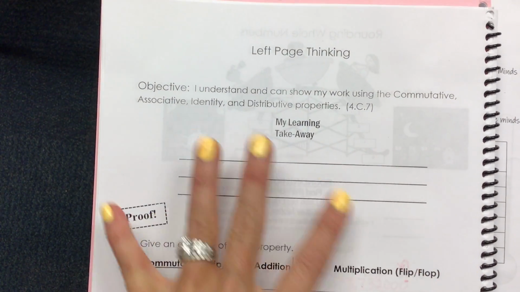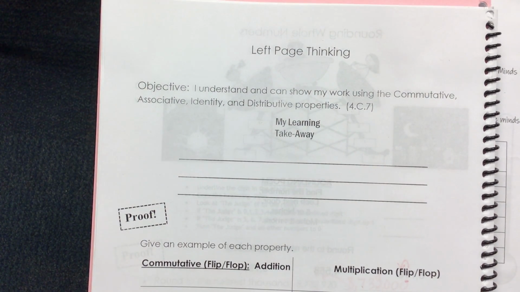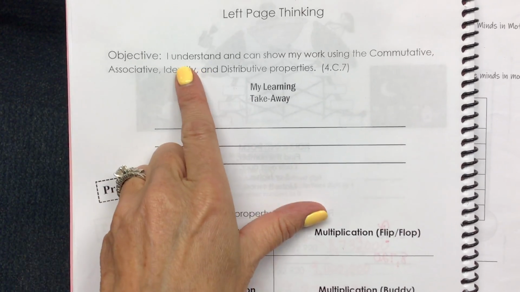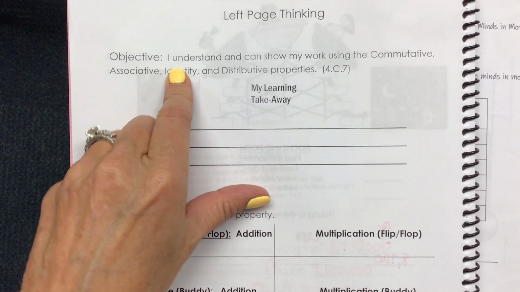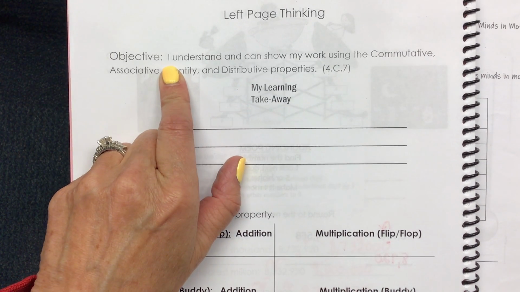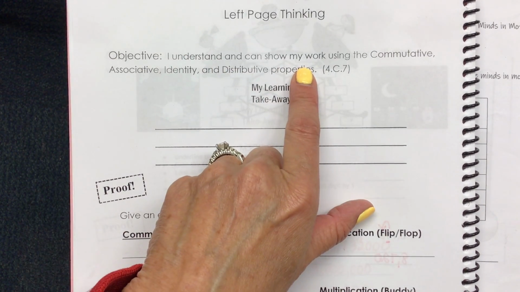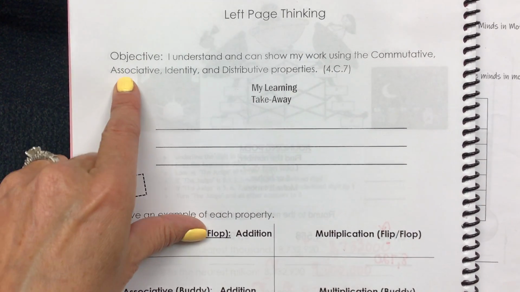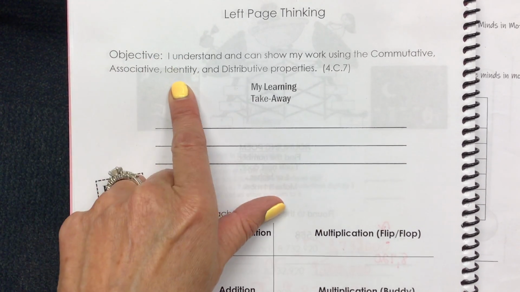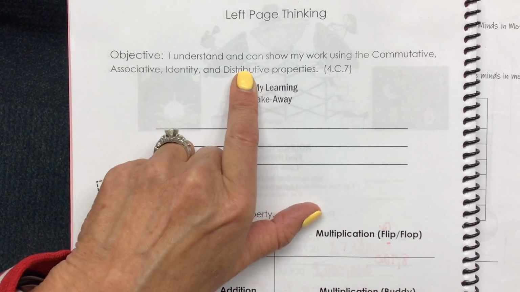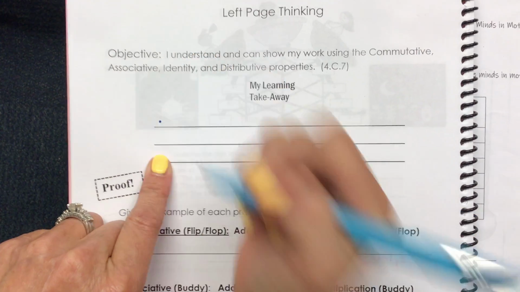Okay, I am on page 33 in my pink math journal, and we are reviewing the math addition properties. The objective, let's just read it one more time. Everyone should put their finger on it. I understand and can show my work using the commutative, associative, identity, and distributive properties. That's enough. Okay, and my learning takeaway.